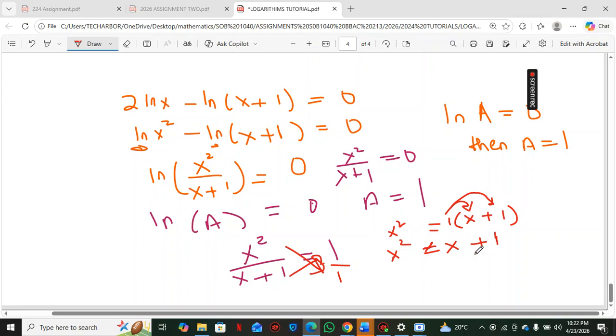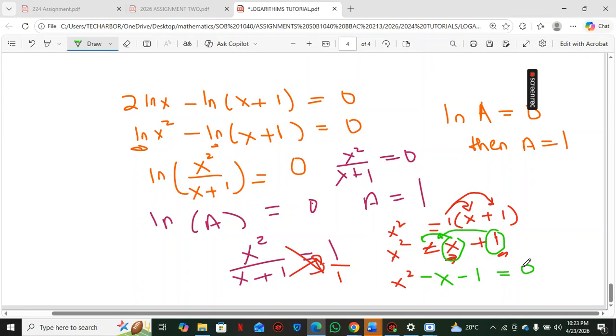Then we take this x and this 1 over to the other side so that we form a quadratic equation. So it's going to become x squared. Then when this x from this side comes here, it becomes minus x. And also this 1, when it comes over this side, it becomes minus 1 equals 0. We now have a quadratic equation.